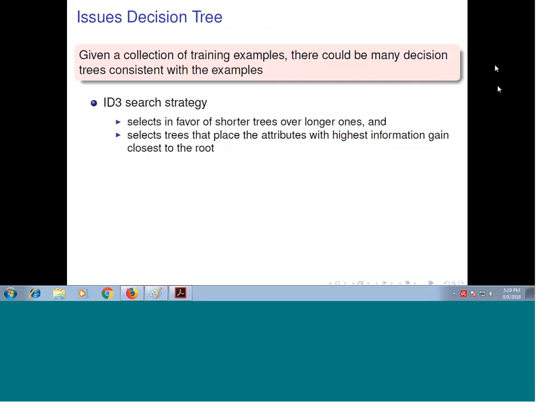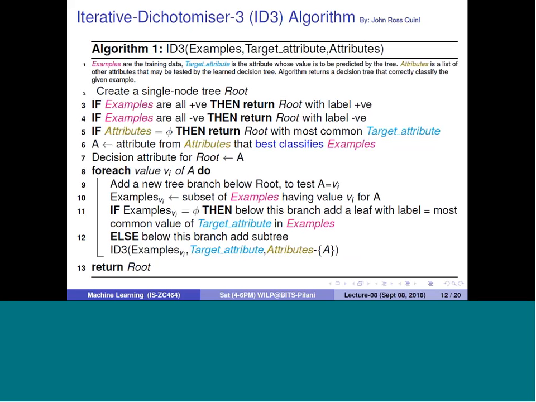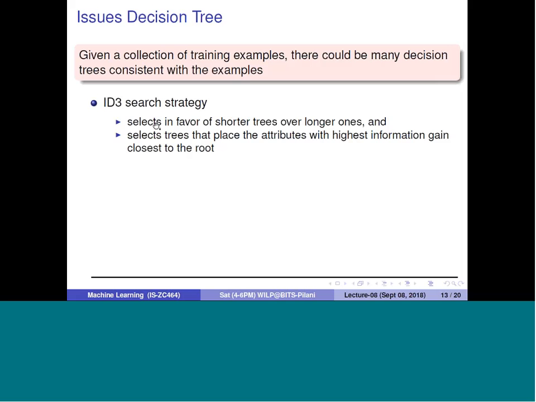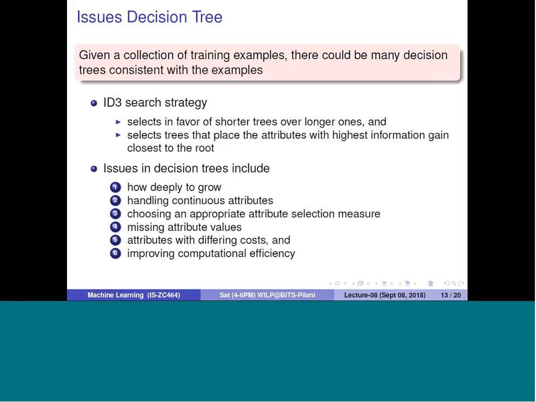Okay, so we have seen this particular algorithm, the iterative dichotomizer, the ID3 algorithm. It actually selects in favor of shorter trees over longer trees. It tries to give you the shorter trees. It selects the trees that place the attribute with the highest information gain closest to the root. This is what we do. So since I told you that multiple trees are possible and I'm going to use one of them, which one to choose? One method is to go ahead as ID3 is telling, meaning you try to build the shorter trees.